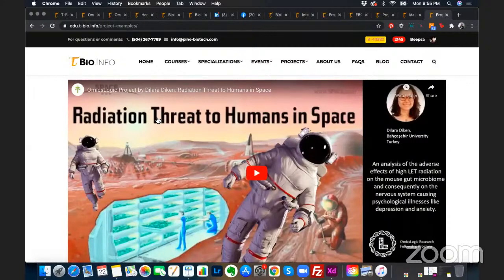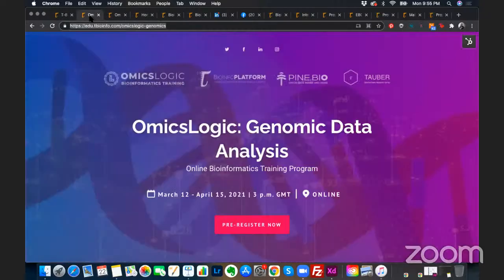Now, the next program that we have and you can join is the OmicsLogic Genomics program. So this is phase 2 of the program, where we are going to be talking about genomic data analysis in respect to bioinformatics for infectious diseases. So it's a continuation of the training program. And the next training that we are going to be talking about is transcriptomics. So you can still join this program, which is going to be starting on March 12th. It is completely open for registration.